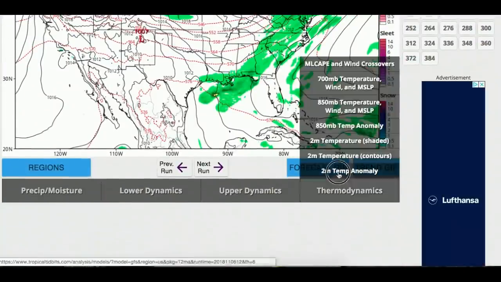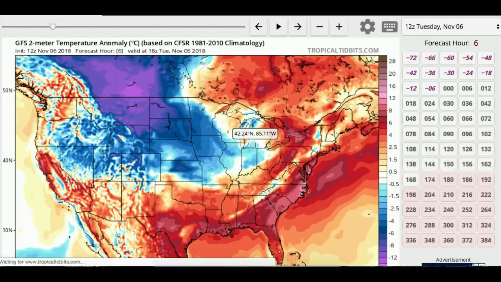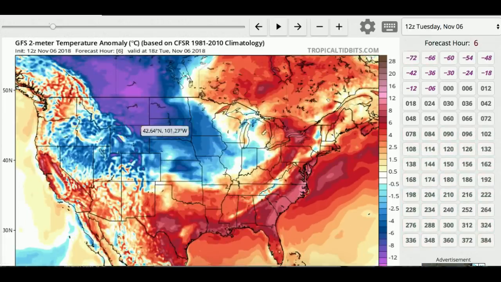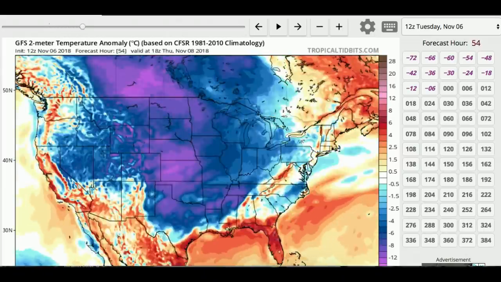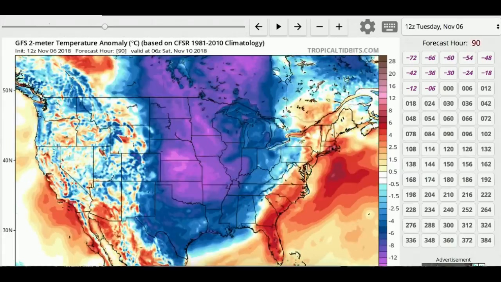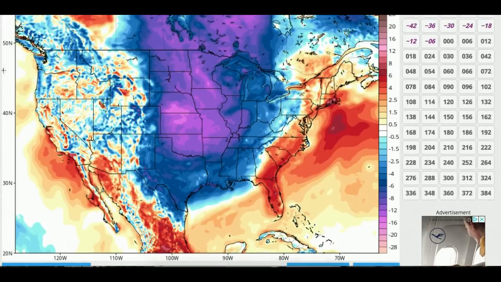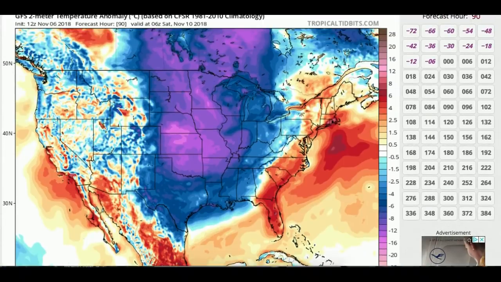So let's go to 2-meter temperature anomalies. Right now, this is what we're looking at currently, this current situation. We're seeing some warmth across the south and the east and the northeast, but then behind that system, the cold air just comes rushing in through a funnel that the storm left behind, and you can see the temperatures are going to be 16, 20 degrees below average in some locations. Some models are even showing up to 40 degrees below average.